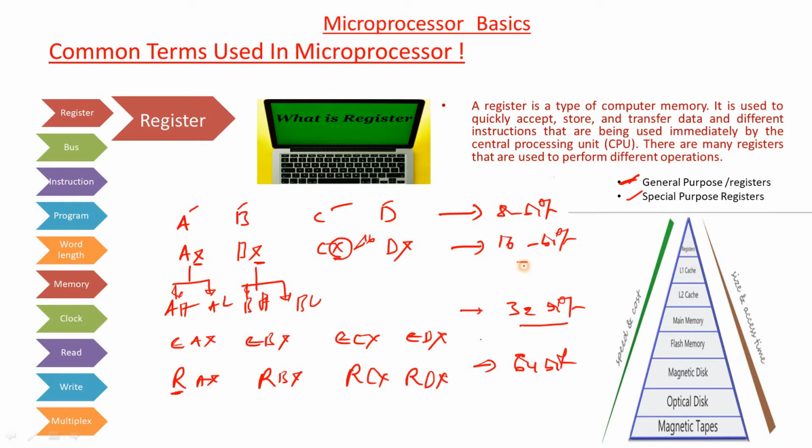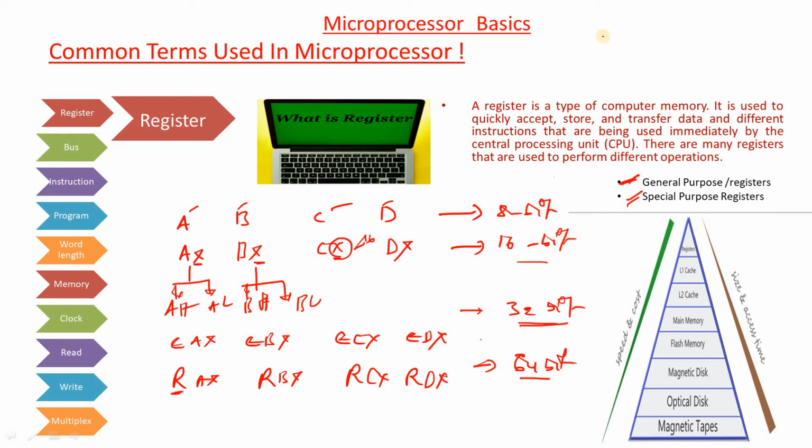If the register size is 16, inside 16 flip-flops are there. If the register size is 32-bit, we are going to expect 32 flip-flops. If it is a 64-bit register, we are going to expect 64 flip-flops inside of the register.